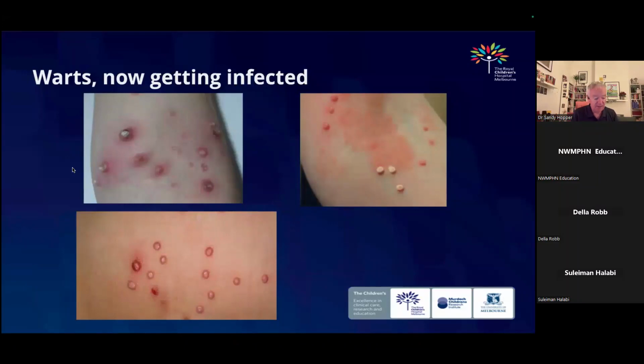Warts now getting infected. So a child has had warts and they present to you because they're all red. Molluscum. I'll come back to that question, Stephen. Okay, so this is molluscum. On that top right picture, you see the typical umbilicated lesion. And now you're seeing some redness and some eczematous changes. This one was referred in with infection, and this one too. And in fact, I don't think these are infected.